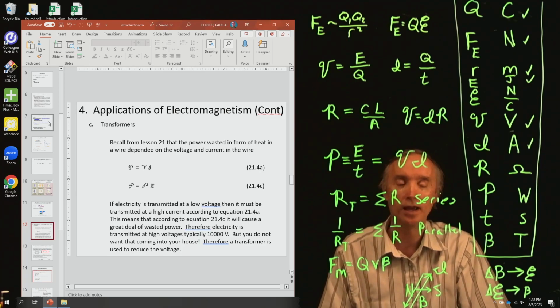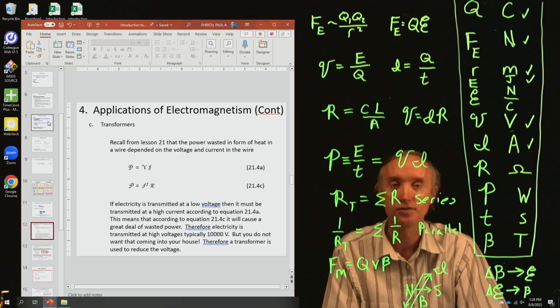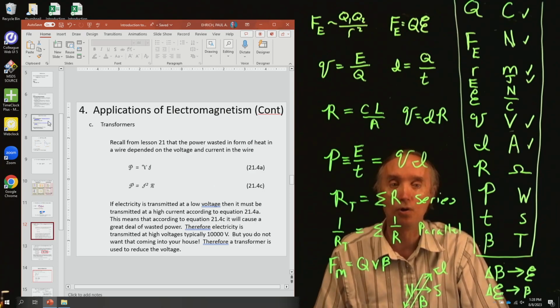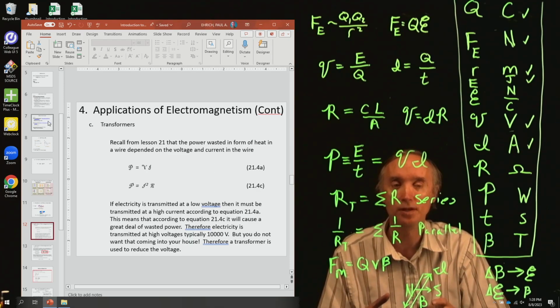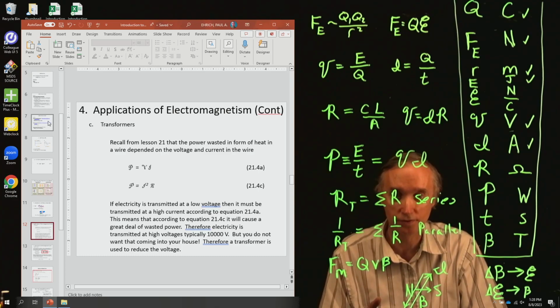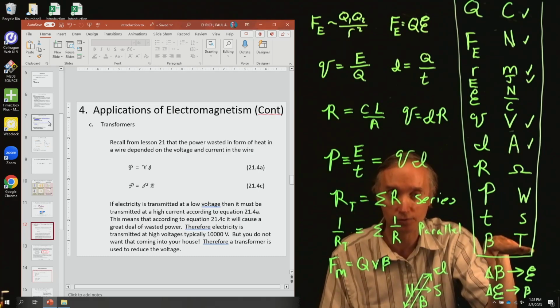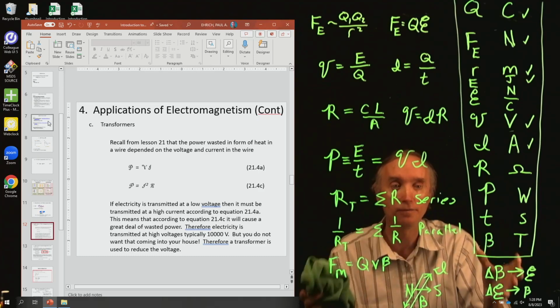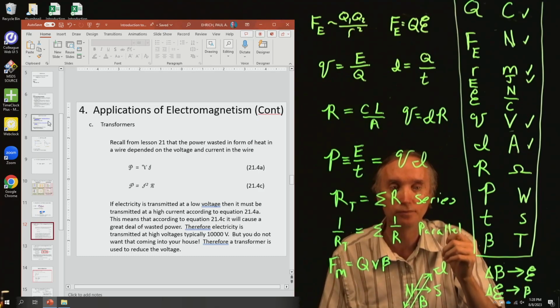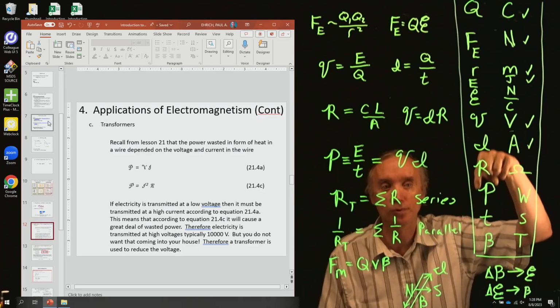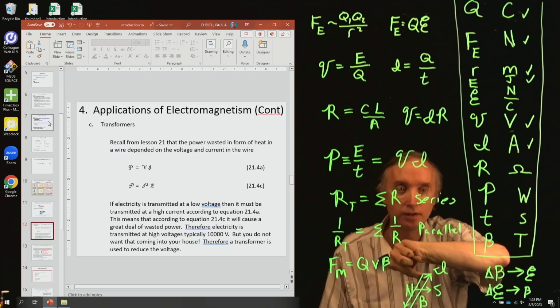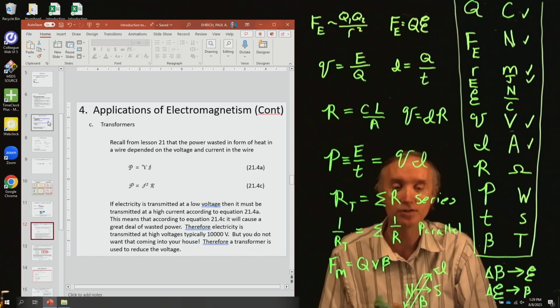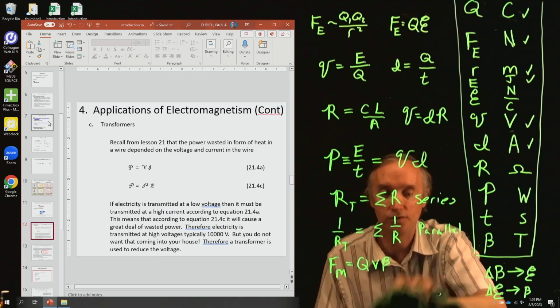All right, then we have the transformer. So a transformer only works with AC electricity. Voltages need to be at very, very high voltages in the power lines that go to your house in order to cut down on the amount of heat given off by the wires. Large voltages. We need to reduce the voltage so that it can go into your house. That's what a transformer is going to do.